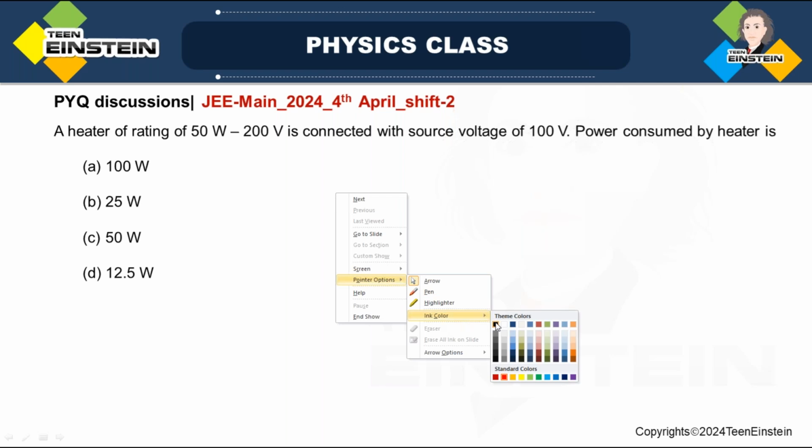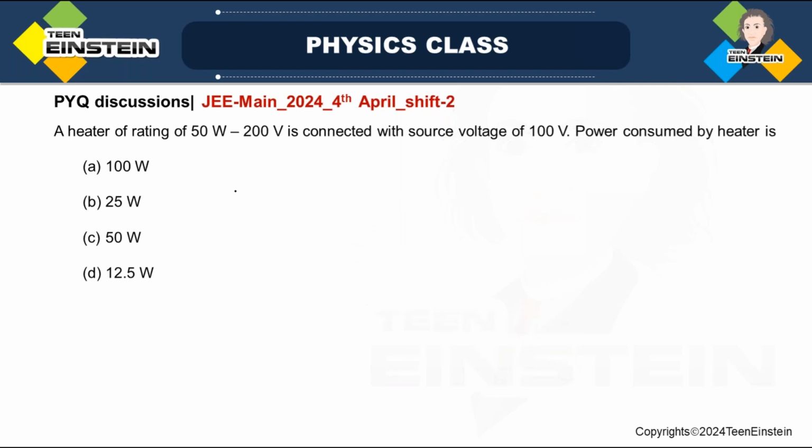Let me change the color. Okay, now let us read the question first. The question says a heater of rating 50 watt, 200 volt is connected with the source voltage 100 volt. Power consumed by heater is how much? So you have to find out the power consumed by the heater when the heater is connected with the source of voltage 100 volt, and see the power rating for the heater is given.